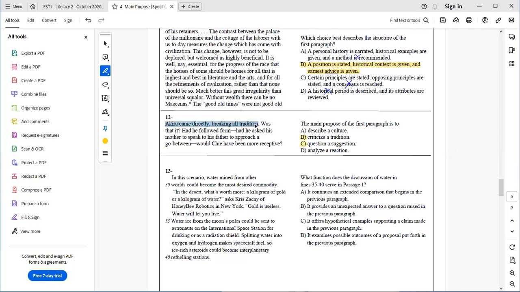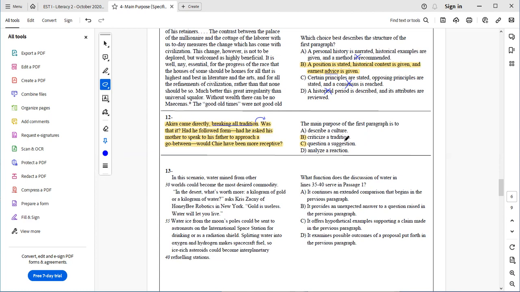So the first sentence, as you can find here, and the last sentence. And they said "had he," so we're gonna take all. Akira came directly, breaking all traditions. Was that it? Had he followed form? Had he asked his mother to speak to his father to approach a go-between? Would Chai have been more receptive? Okay, it's easy. He broke all tradition. Then he started to ask questions about what he did, like when someone steals something, why he stole it. Did he work? Did he have money?